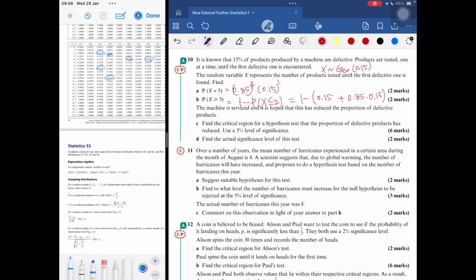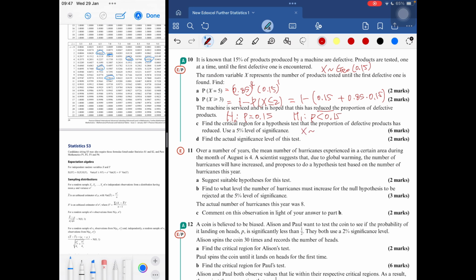And number C. Now it has defective product, critical region. Okay, so H0 is still that the proportion is 0.15, and H1 is that he is insisting on reducing the proportion of defective product. So p is smaller than 0.15.